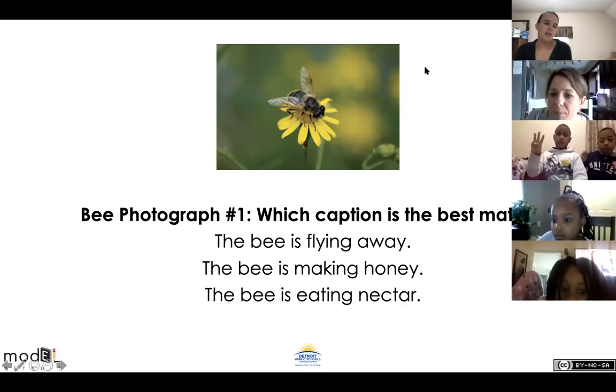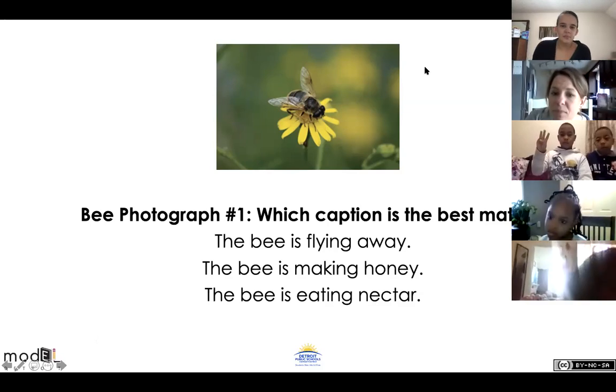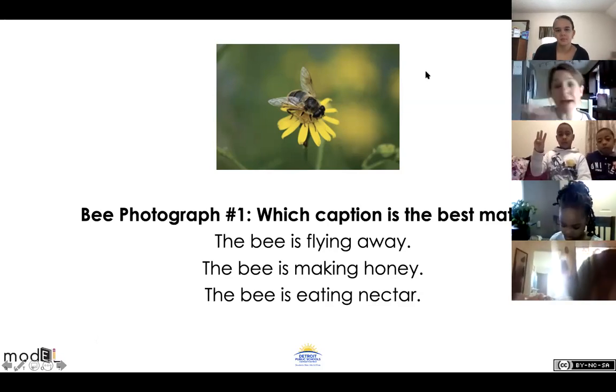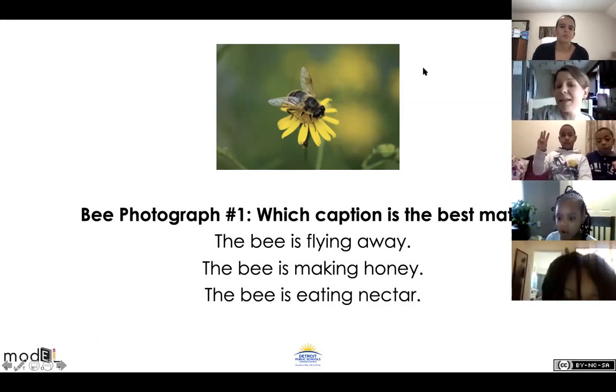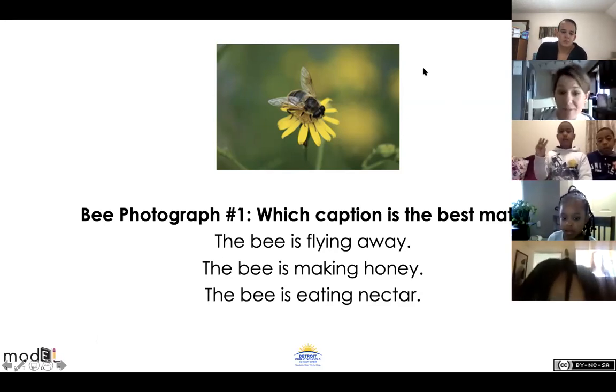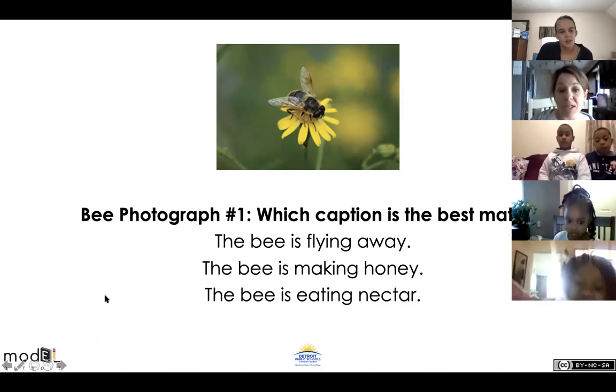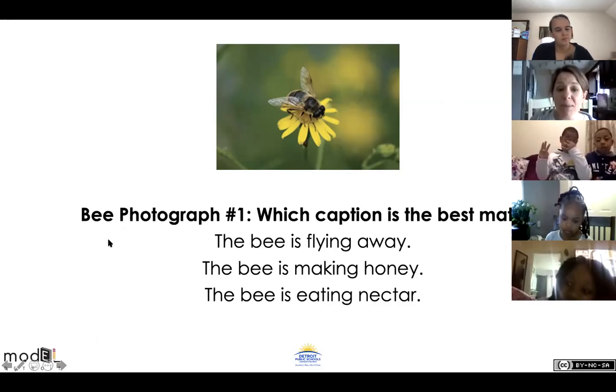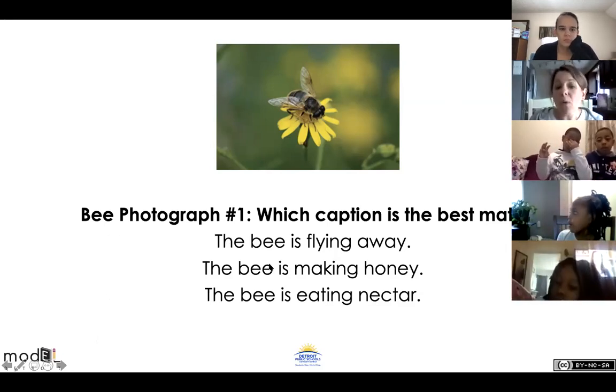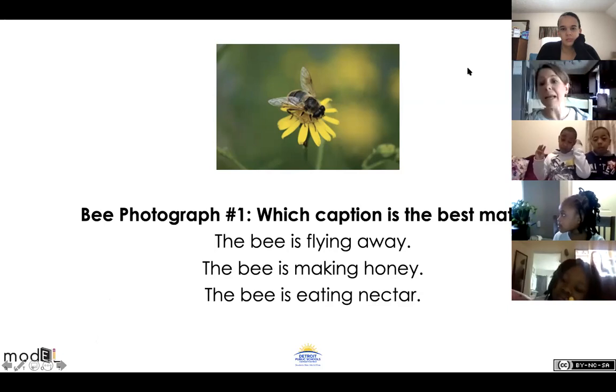See a lot of 2s and a lot of 3s. So we know that number 1 is not right, and you are absolutely right. It is not number 1. The bee is not flying away. So now we're left with the bee is making honey or the bee is eating nectar.